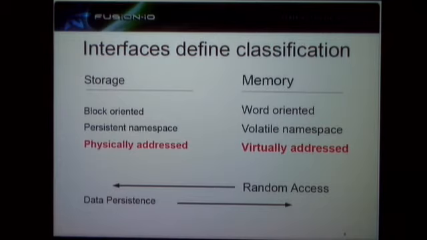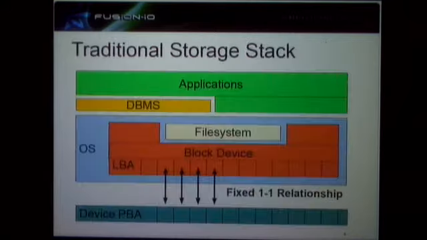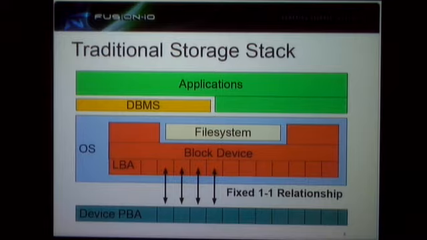So the key thing that we want to think about is that storage is typically physically addressed, whereas memory is virtually addressed. And so what does this really mean? Well, in the traditional storage stack, applications and database management systems can talk to a block device directly, or they can go through a file system. But the block device is implemented as essentially a one-to-one relationship on top of the physical block addresses. Inside traditional hard drives, there is some remapping for bad sectors, but it's not an any-to-any mapping. It's typically viewed as a one-to-one.